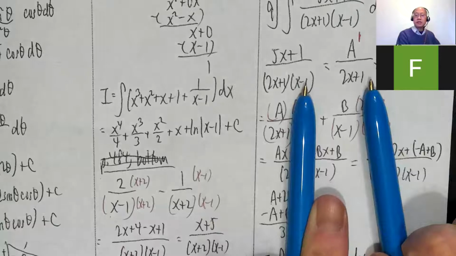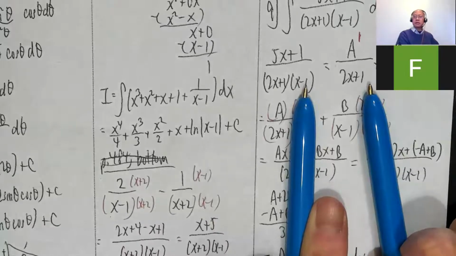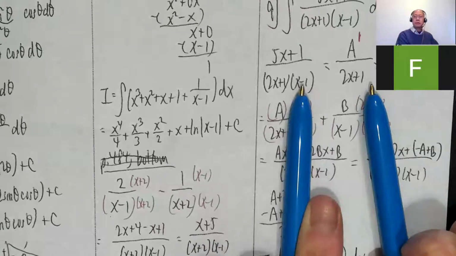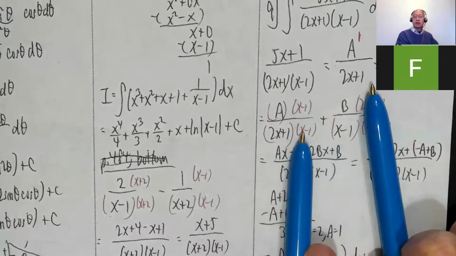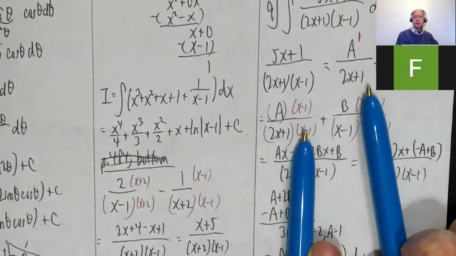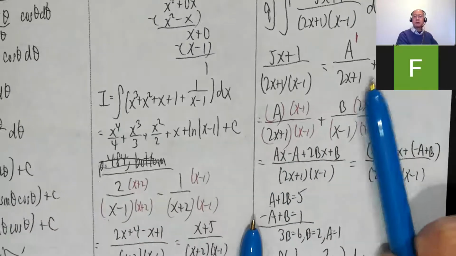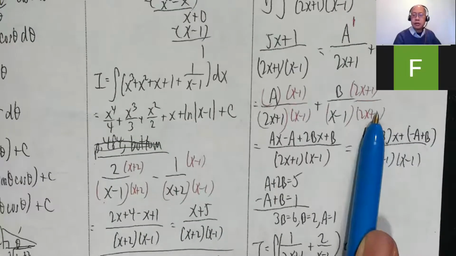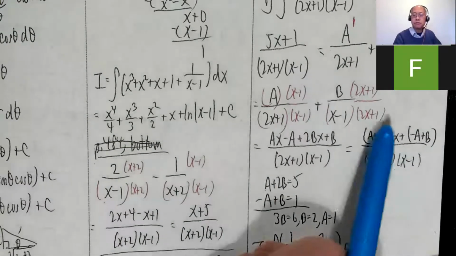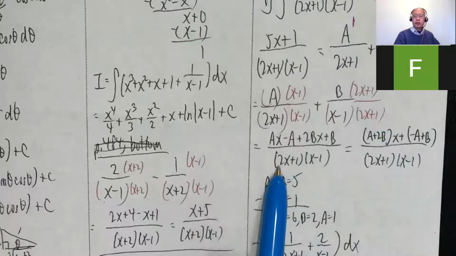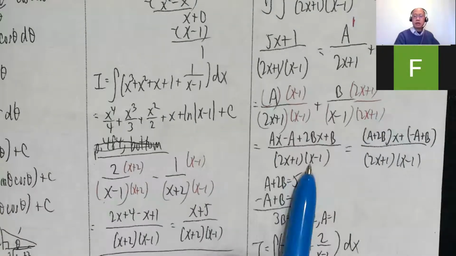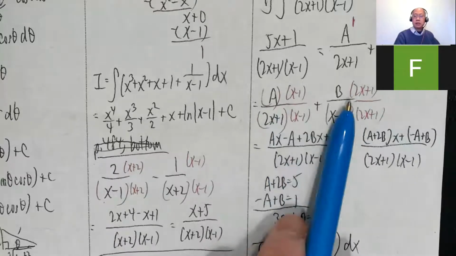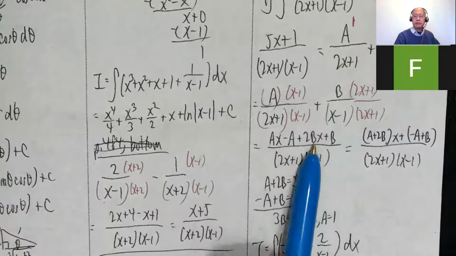So a over 2x plus 1, b over x minus 1. What do I have to put for this pen? That, x minus 1 over x minus 1. And what should I put for this pen over here? 2x plus 1 over 2x plus 1. You need a common denominator. All right, so here's the common denominator, 2x plus 1, x minus 1. Multiply all this mess out. Ax minus a plus 2bx plus b.